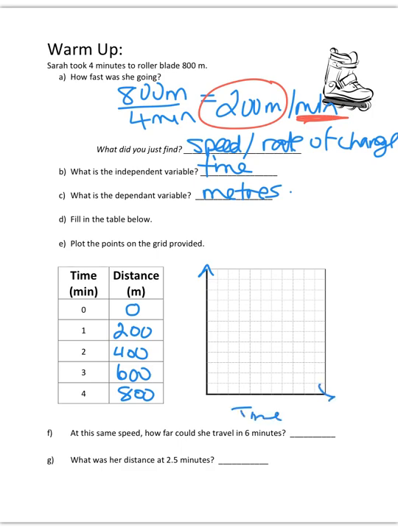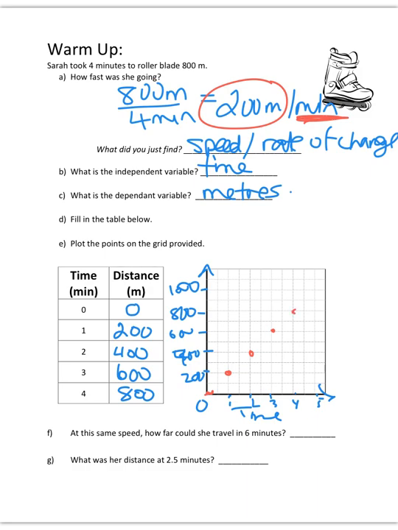So her time along the bottom will have 0, 1, 2, 3, 4. I'll even put 5 on there because I have space. Notice I'm skipping 1. And then we'll have 0 on the side and skip 1, 2, 3, 400. Oops, that should be a 400, 600, 800, and I'll even put in 1,000 there so we can extrapolate if we wanted to go on past that. Okay, so then we put our points on.